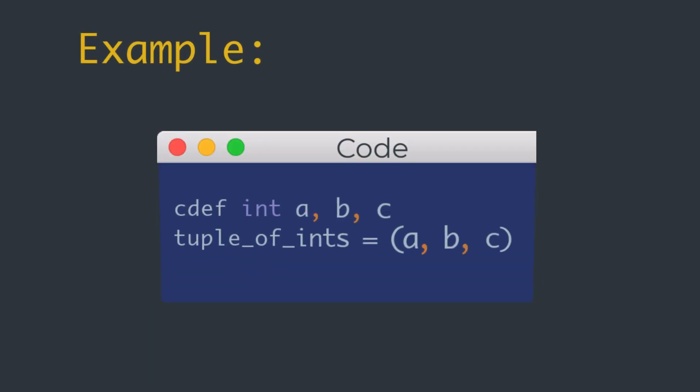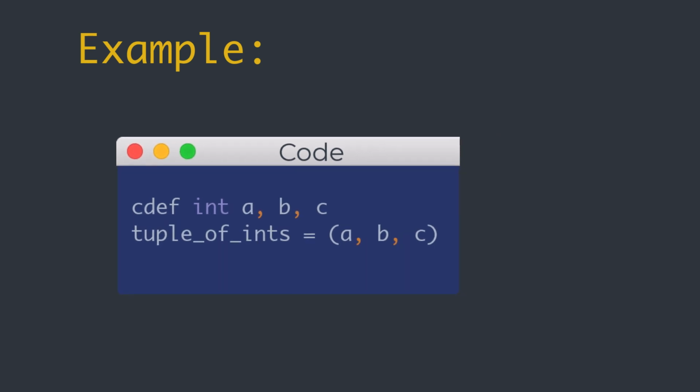Here you can see we have defined some variables named a, b and c of type integers by using the cdef keyword. These are static variables. On the next line, we defined a Python tuple named tuple_of_integer by using the static variables. This tuple is dynamically typed.